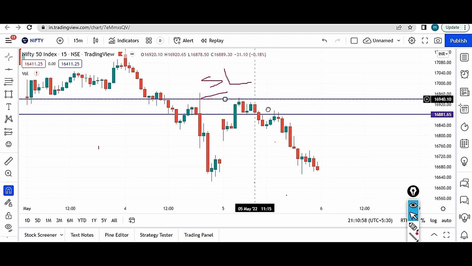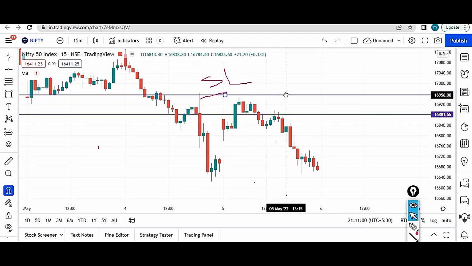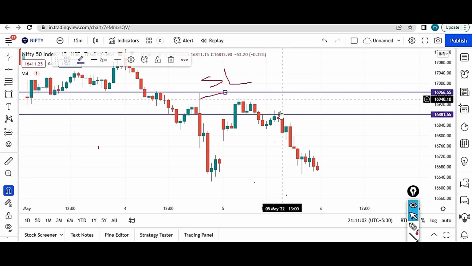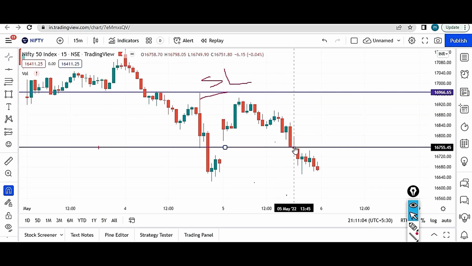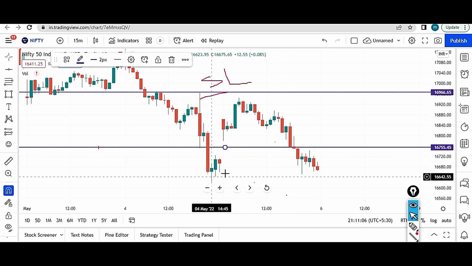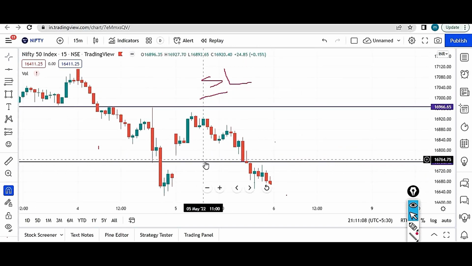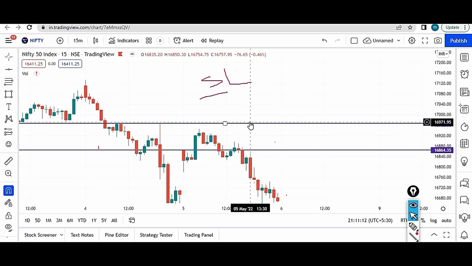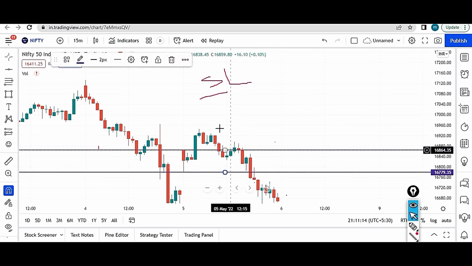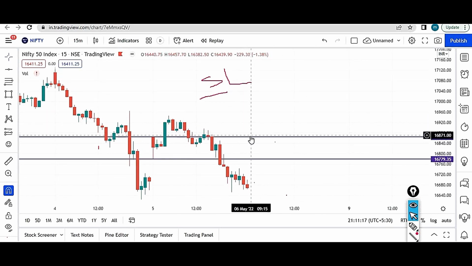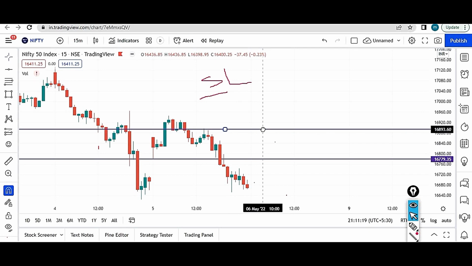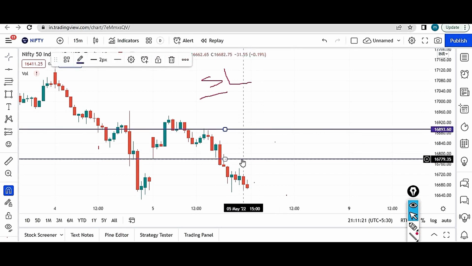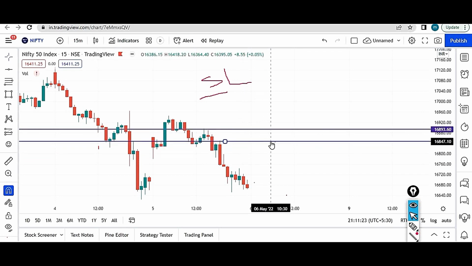And this is an inside bar. This is a very huge inside bar. Actually, if you entered here, small profit. This is also an inside bar. May 5th, small profit. Another inside bar here. See the move.